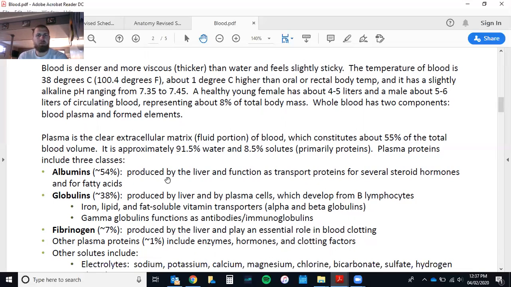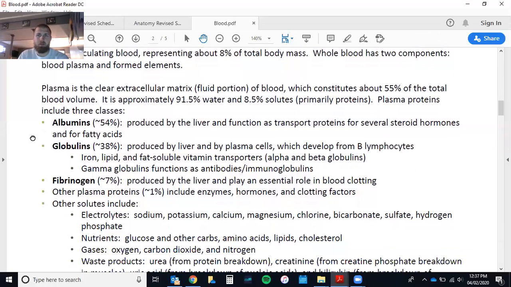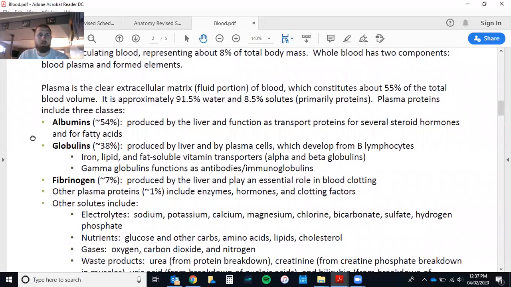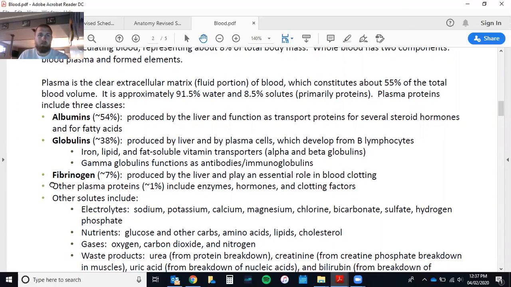A healthy young female is going to have 4 to 5 liters. If you think of a big pop bottle, that's a 2 liter, so about 2.5 of those. Men are going to have about 2.5 to 3 of those, because we have 5 to 6 liters. Overall, it represents about 8% of our total body mass. And as I've mentioned, 2 major components exist in our blood: the plasma and the formed elements.